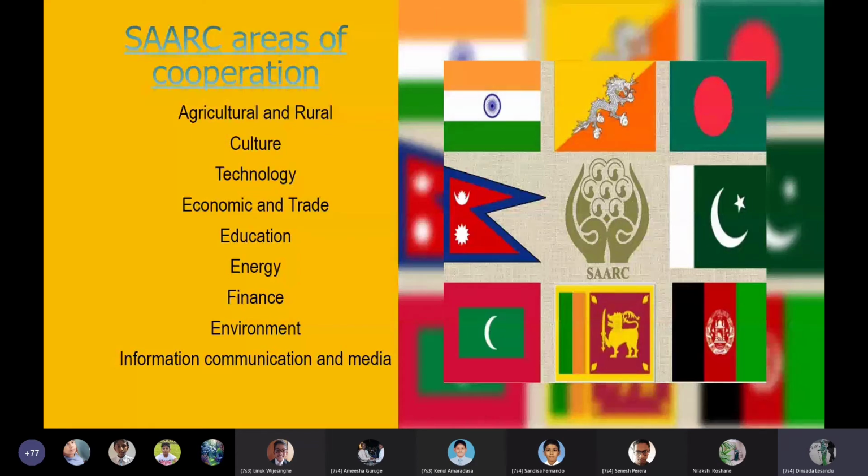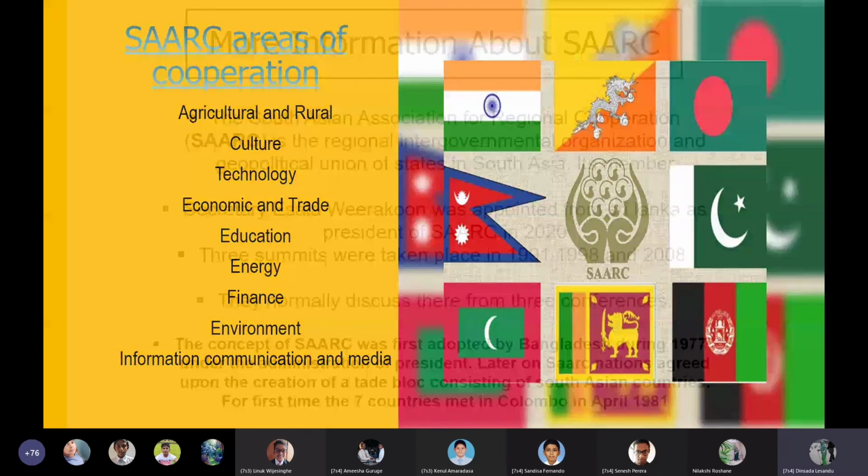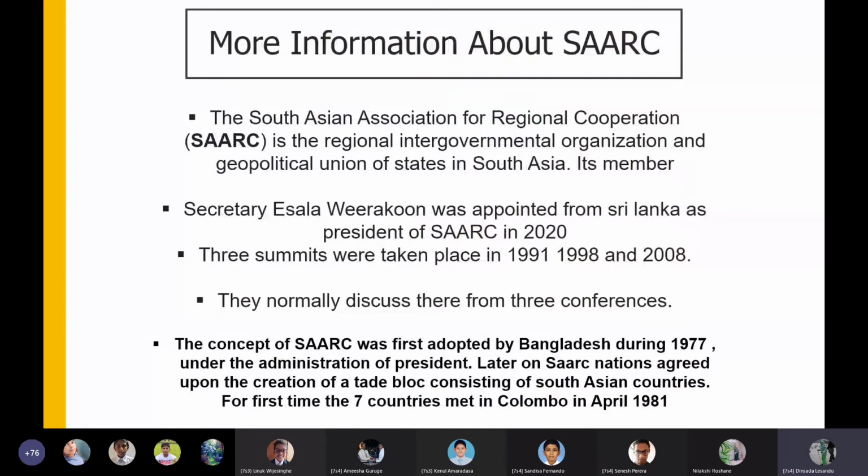More information about SAARC. The South Asian Association for Regional Cooperation, SAARC, is the regional intergovernmental organization and geopolitical union of states in South Asia. Its member secretary was appointed from Sri Lanka as the president of SAARC in 2020. Three summits took place in 1991, 1998, and 2006, where they normally discuss their conferences.